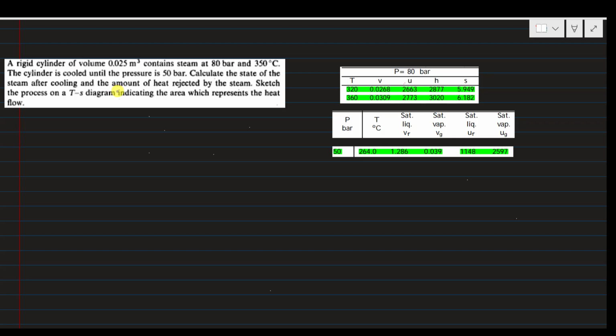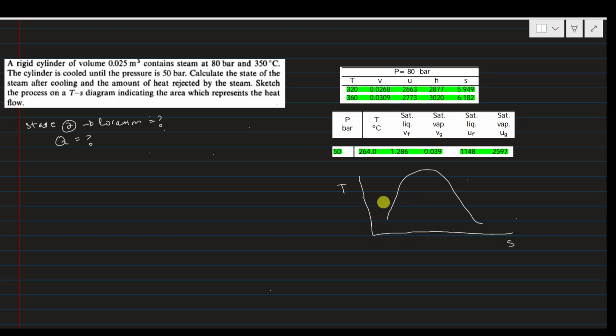So what we need in this example 4.2 is to find the state after cooling, whether it will be in the saturated region, the wet region, or still in the superheated region, and the amount of heat rejected. So for state 2, we need to determine where it will be located, that is, find its location on the TS diagram. The next is to determine the heat that is rejected, and the third thing is to sketch a TS diagram. Before proceeding further, let me show you the TS diagram.